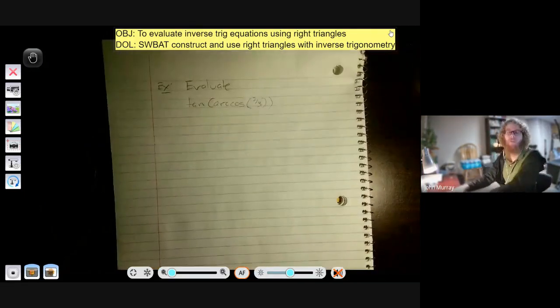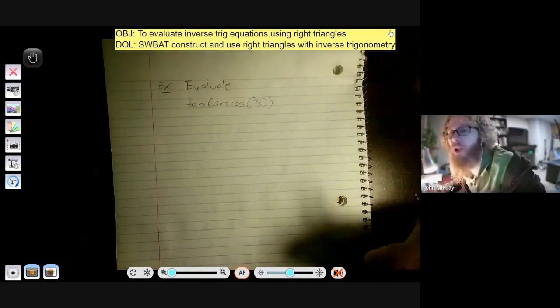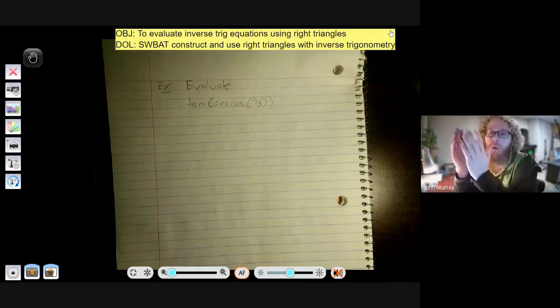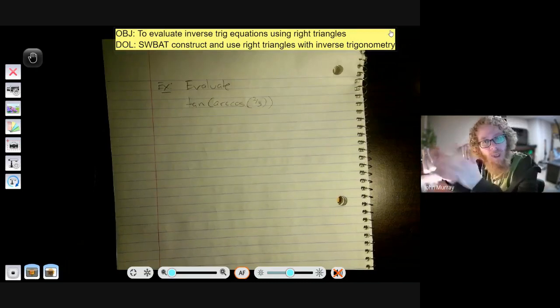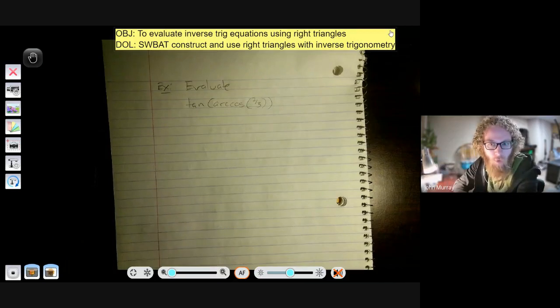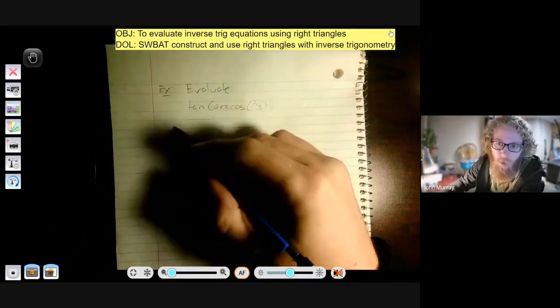All right, so the last thing we'll look at today, we're going to evaluate the tangent of arc cosine of 2/3. So when we have something like this, where we have an inverse trig function and then another trig function that don't cancel out, what we have to do is go back to SOHCAHTOA. We're going to have to set up a triangle to help us solve the rest of it. All right, so we can draw a triangle.